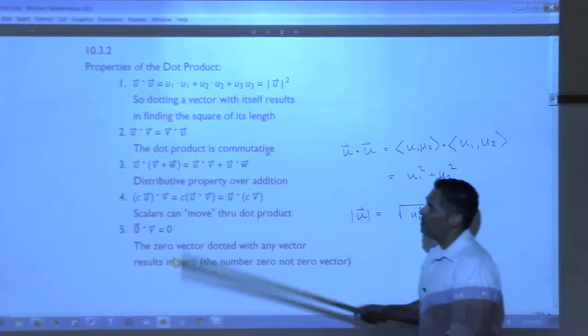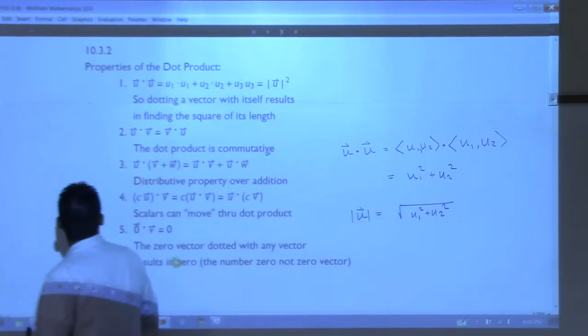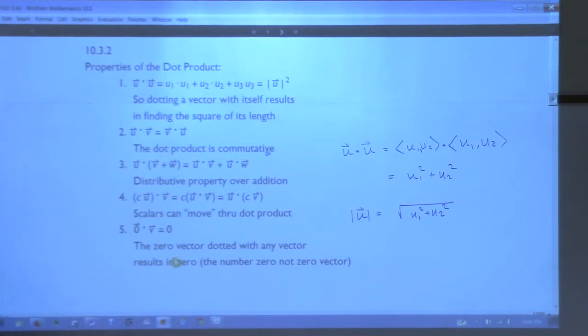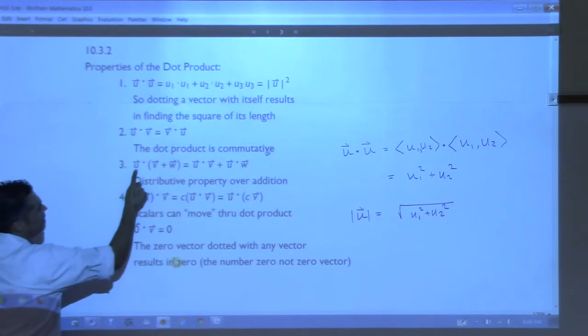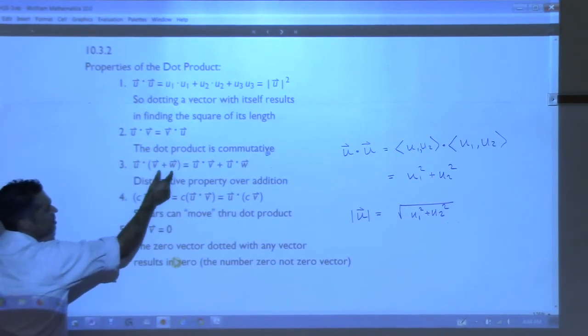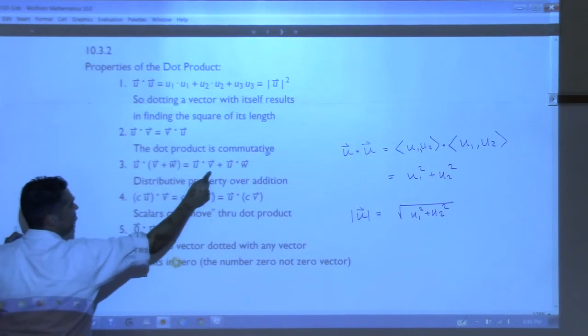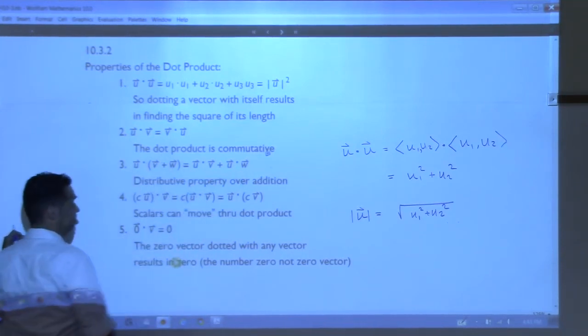What does the next property 2 say? Order doesn't matter. U dot v is v dot u. And that comes directly from the idea that multiplication is commutative. You can flip it over. Okay, look at this one here. If you take a vector u and dot it with the sum of two vectors, it's almost like the dot product distributes over addition. So it's like you go u dot with v, and then you go u dot with w.